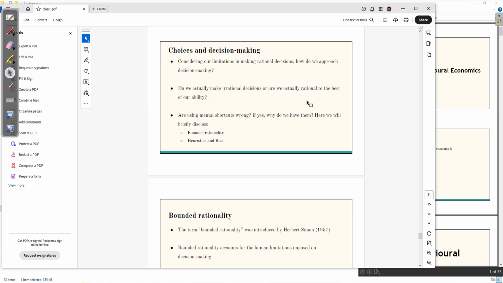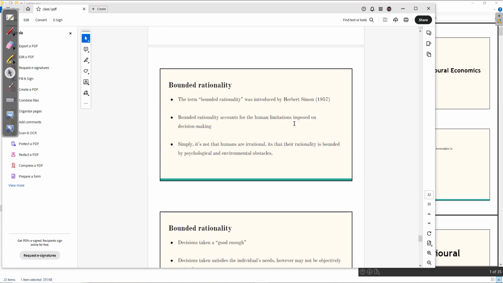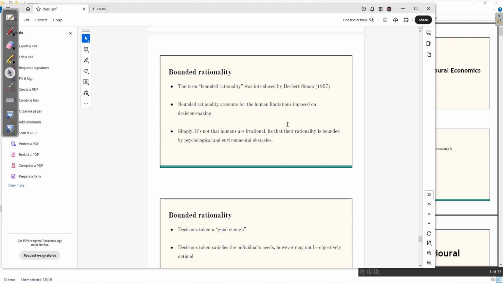So we have the topics of bounded rationality, heuristics, and biases. I'll just be going through them quickly for now, to give you a small picture of these, but in other classes we will be expanding on them. The term bounded rationality was introduced by Herbert Simon in 1957. Bounded rationality accounts for the human limitations imposed on decision making. As we have already seen, there are a lot of limitations when it comes to emotions, cognitive biases, heuristics and all.